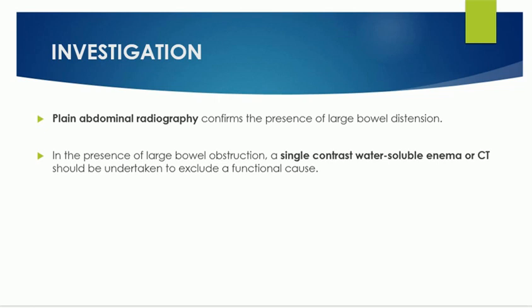All such cases should be investigated by a subsequent single contrast water-soluble enema. So this is another investigation. Water-soluble contrast, as used for barium enema, is injected per anum. This can be helpful in chronic intestinal obstruction. Contrast enhanced CT scan should be undertaken to exclude a functional cause. It is another investigation helpful for the diagnosis of the underlying cause of chronic intestinal obstruction.